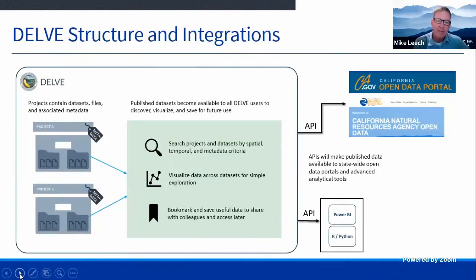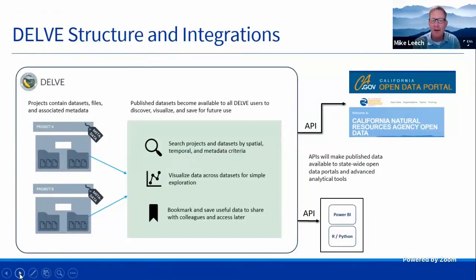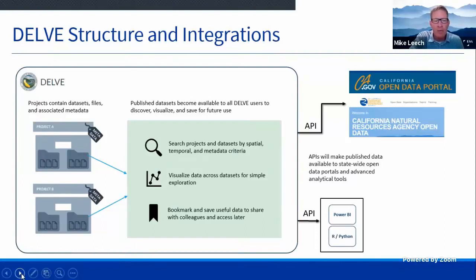As part of this phase of development, we're also building a set of APIs to make the data available to open data portals like the California Open Data Portal or the CNRA Open Data Portal, and a data adapter as well for users to do more advanced analysis and visualization with robust tools and software packages like Power BI, R, and Python. Next slide.